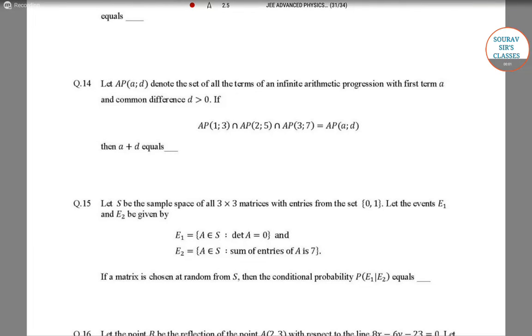Today we are solving the JEE Advanced Mathematics paper 2019. Let AP(A, D), where the first term is A and the common difference is D, denote the set of all the terms of an infinite arithmetic progression with first term A and common difference D greater than 0.